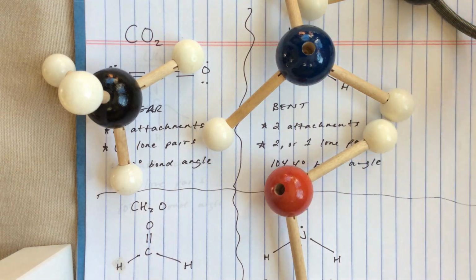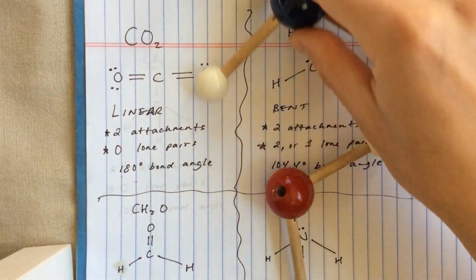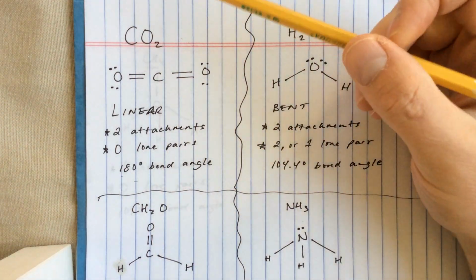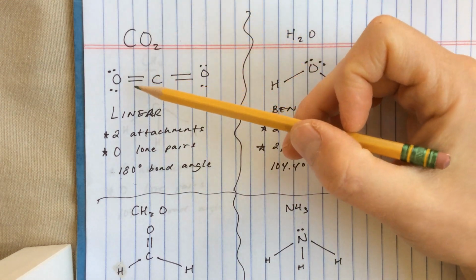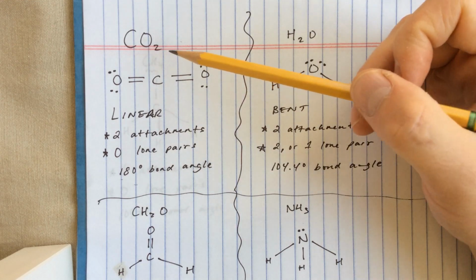Today we are doing shapes. Here's some of them that you will see as we go through, but I wanted to show you how to figure out what they are first. The first thing you always have to do when you're trying to figure out the shape of a molecule is draw its structural formula, like you know how to do.